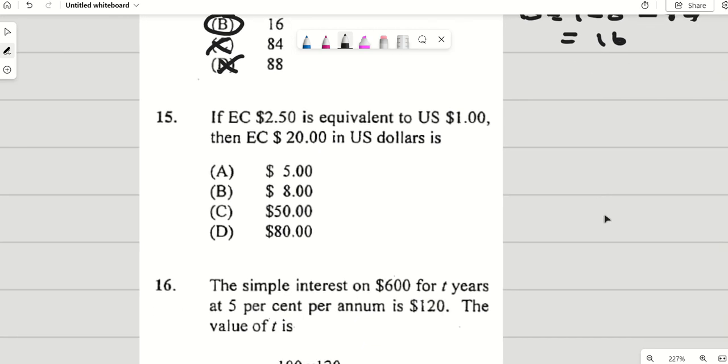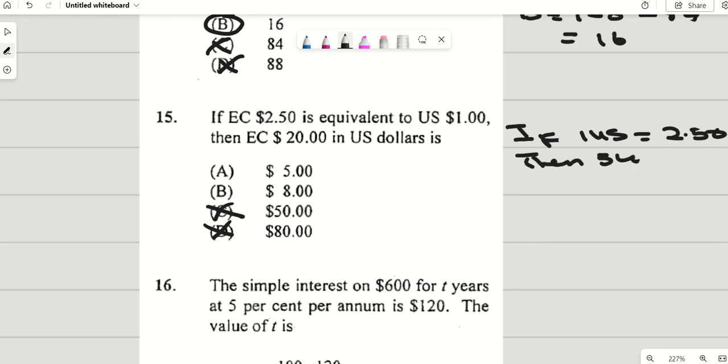Number 15, if EC 2.50 is equivalent to 1 US, how much is 20 EC? So first off, we want less amount of money, less dollars, right? Because we're going from more to less. So it will not be D and it will not be C. It's either 5 and 8. So what you could have done, guys, is just look, because this is US dollars, you could have converted the US to EC. So we know that if 1 US is equal to $2.50 EC, then we check the answers.